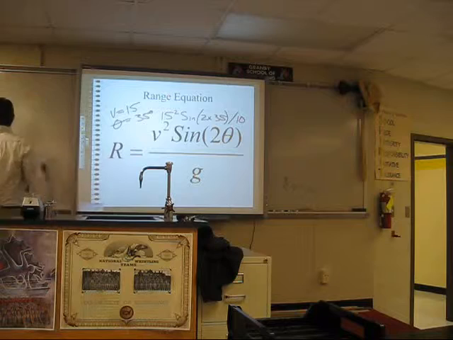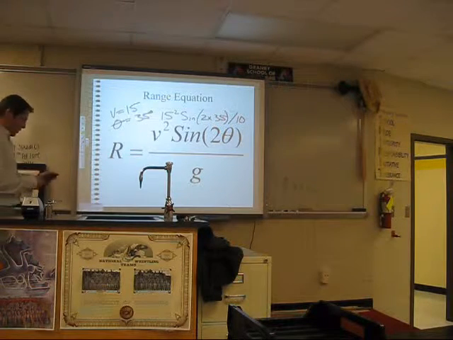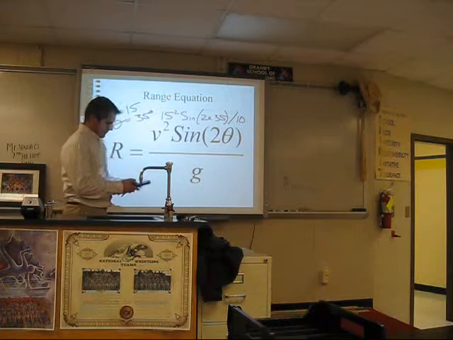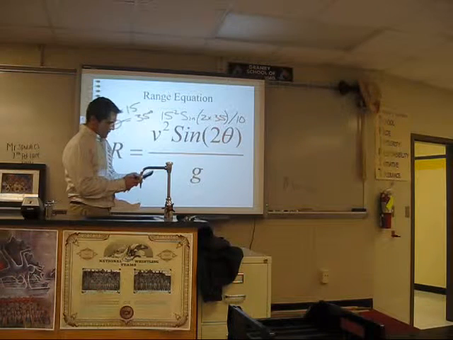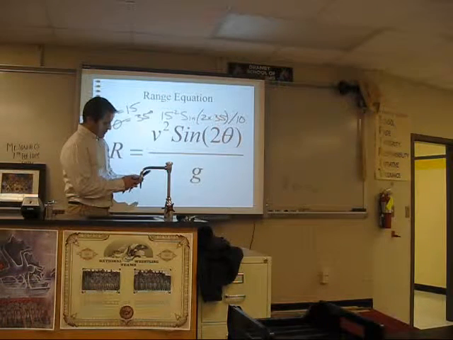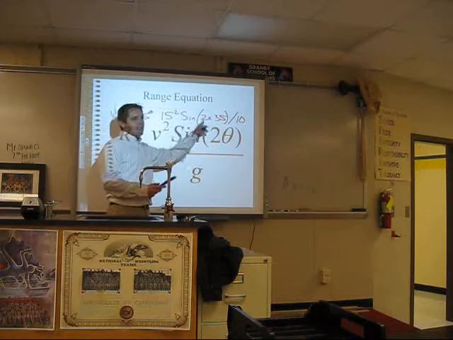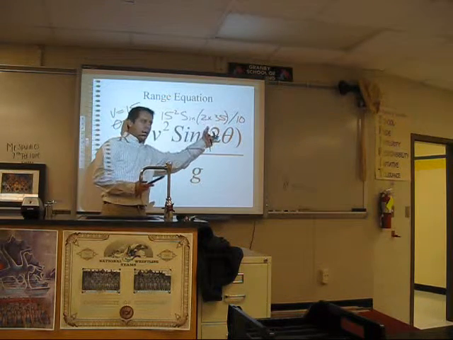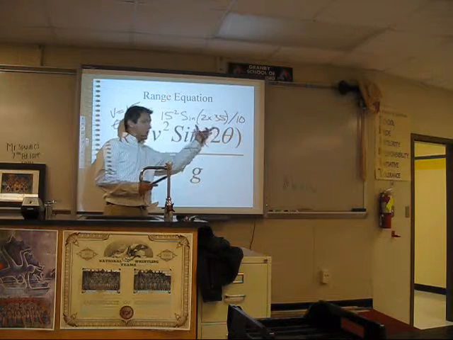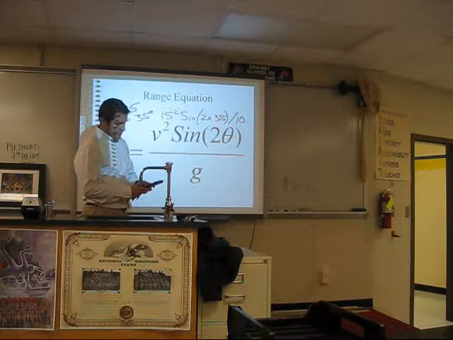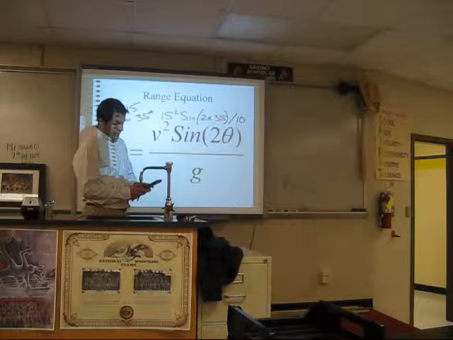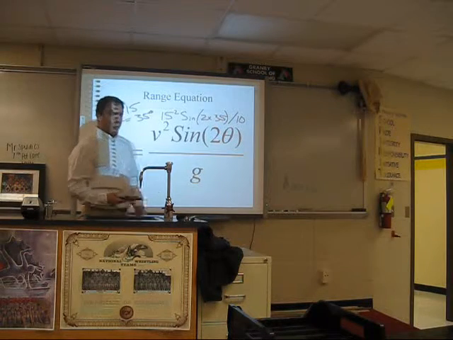21.14. 21 point something. 15 squared, sine, open parenthesis. So basically that's the same as saying sine of 70, right? Because you're going to double the angle. You have to be careful that you have parentheses. 21.14.